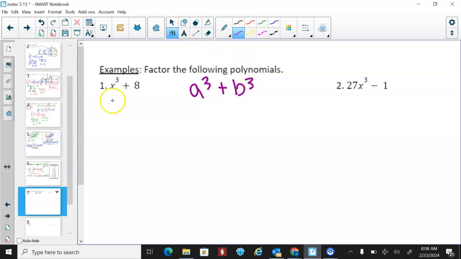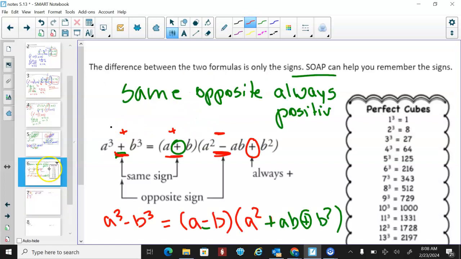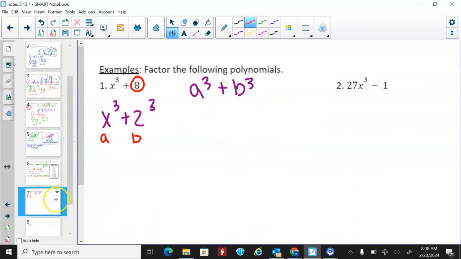So I'm going to change x cubed to 2 cubed so we can see what I'm doing. I just changed the a to be 2 cubed, which is the same. Now, that's my a, that's my b. Remember that the formula said when you have the positive here, this is going to be positive. So I'm going to rewrite it. It's going to be a plus b.